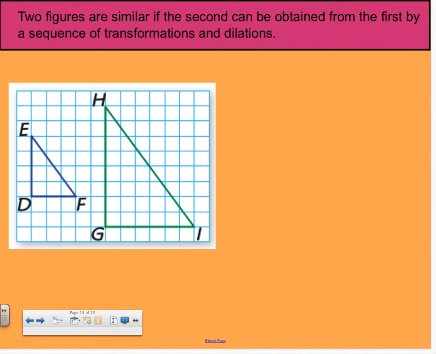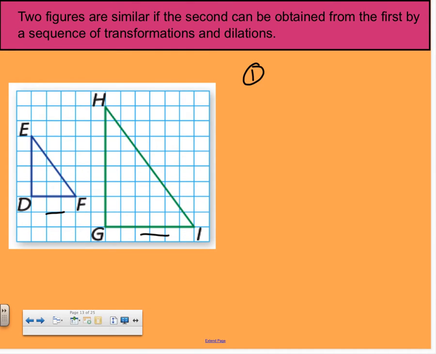Please read this with me. Two figures are similar if the second can be obtained from the first by a sequence of transformations and dilation. Very good. Okay, so there's two things that we need to do. If we are going to recognize whether the first image and the second are similar, number one, we have to identify what transformations would have taken place for one image to end up where the second one is.